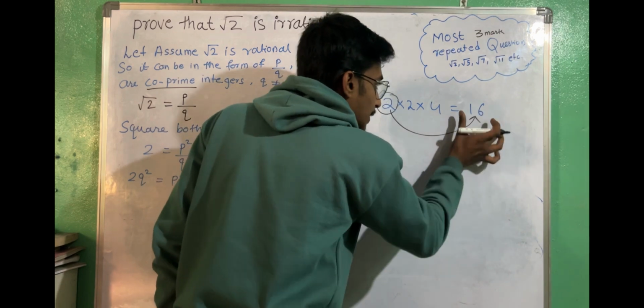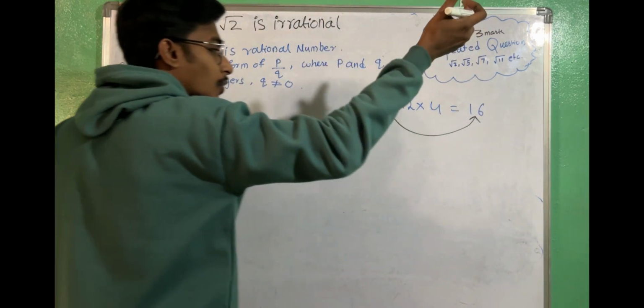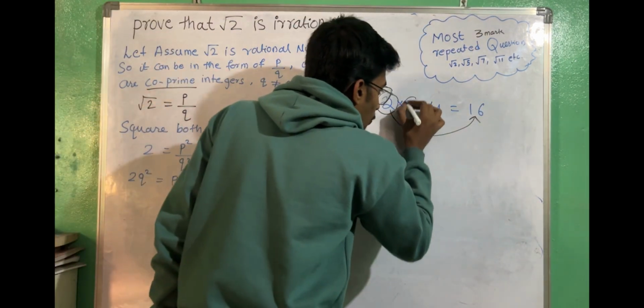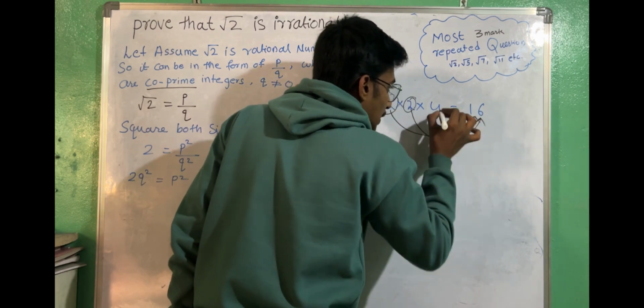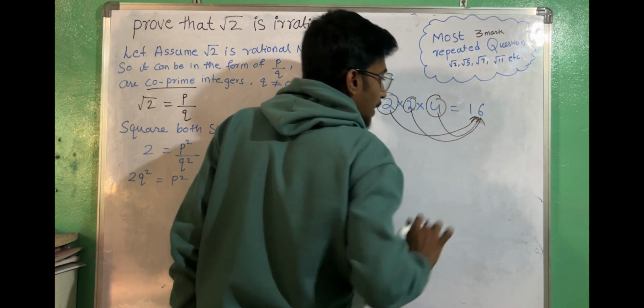This 2 will divide this 16 and give the quotient 8, and this 2 will also divide this 16 completely.